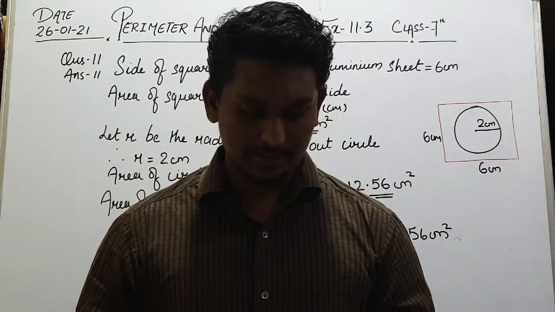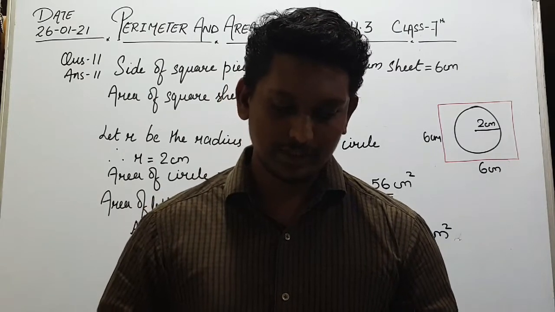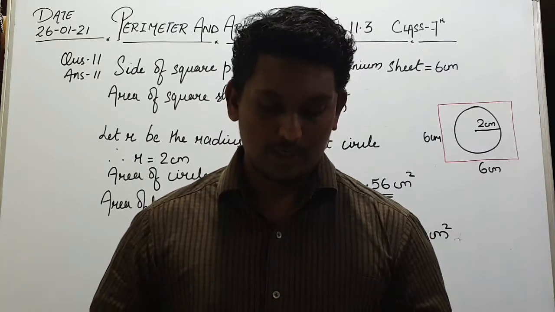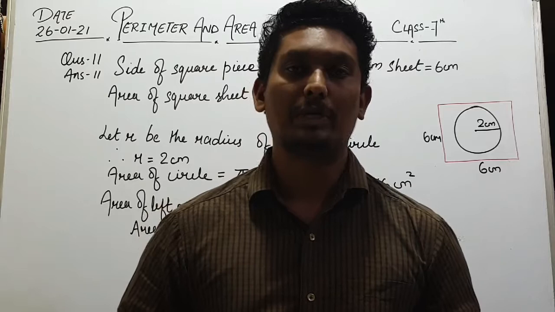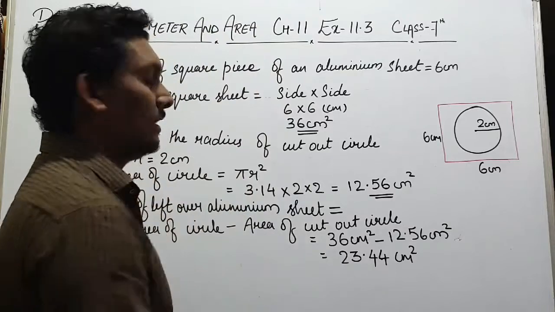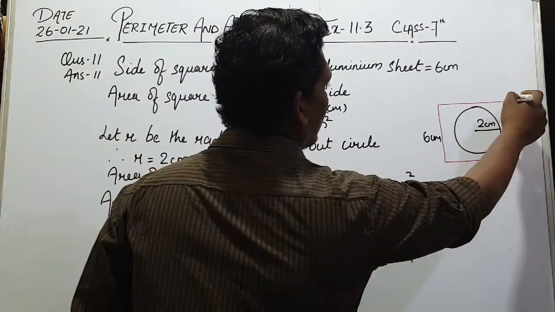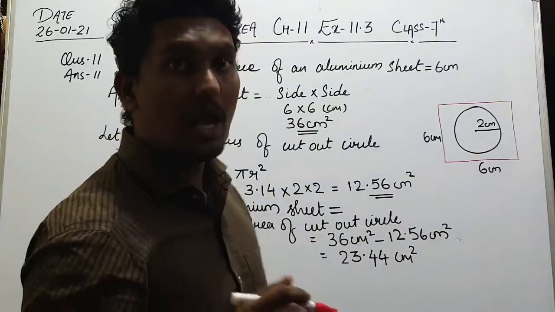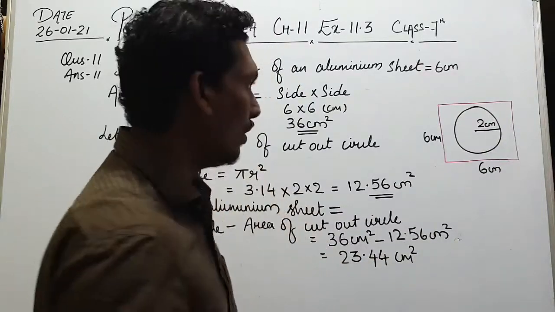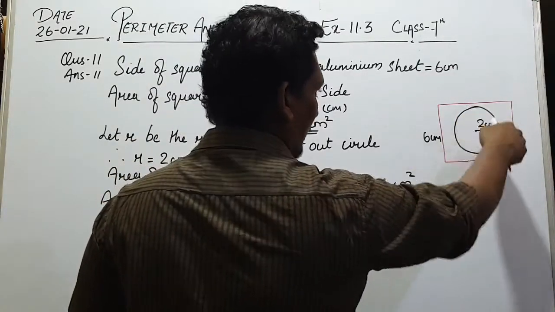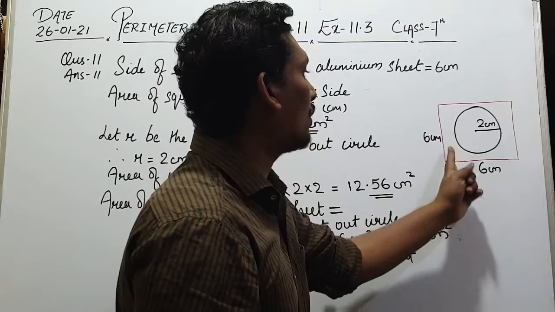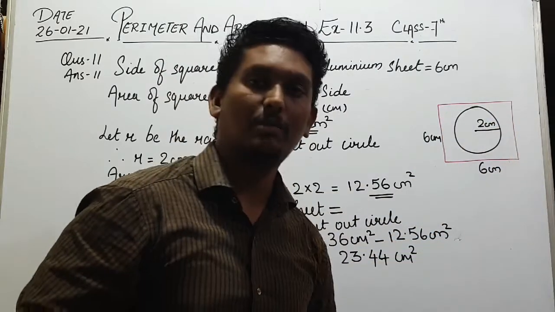So the question is, a circle of radius 2 cm is cut out from a square piece of an aluminium sheet of side 6 cm. What is the area of the leftover aluminium sheet? Okay, so this is the question. Now just see the figure. This is a square piece aluminium sheet out of which a circle of radius 2 cm is taken out. After this circle is taken out, we have to find out the leftover aluminium sheet.